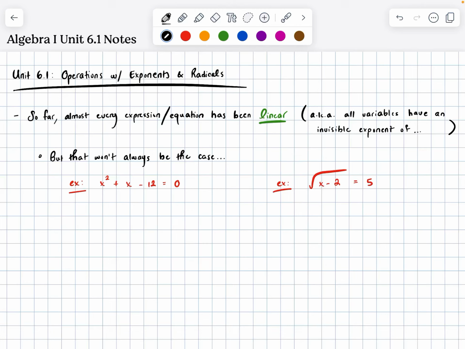Hi friends, how are you? Welcome to our first class of Unit 6, Operations with Exponents and Radicals. Now I'm being a little bit dramatic, as is often in my nature. Exponents and radicals aren't particularly deadly, but they might feel a little bit new.